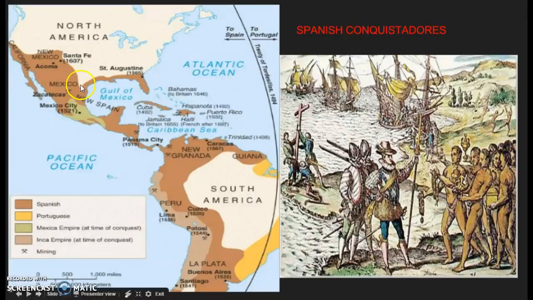This area all in brown is what's controlled by Spain, including Florida. Florida is Spanish, not English. Down into Central America, of course, Mexico City, the place where the Aztec empire was located, which was completely wiped out by Hernando Cortez, and down into South America. The one exception to Spanish claims in New Spain that you see here in brown is over here, where Brazil will be discovered. That's Portuguese.